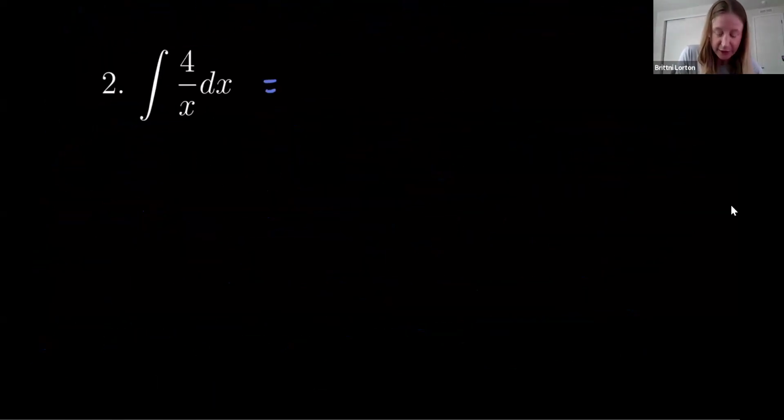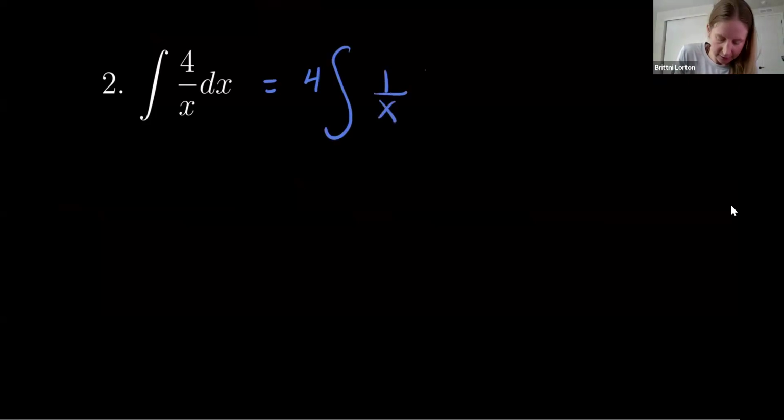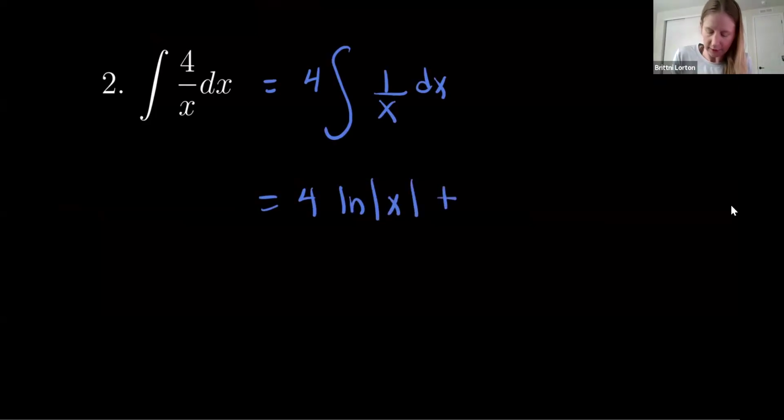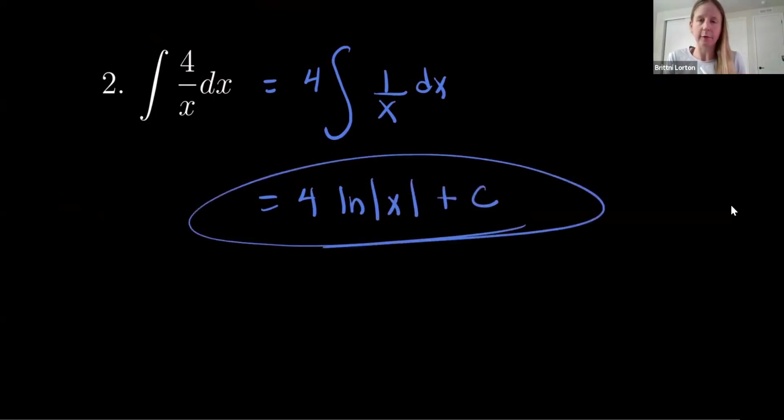This number 2, something that if you know the antiderivative right now off the top of your head, that's great. You're supposed to be able to. If not, there is something that we'll probably use a lot in Calc 2, so it's worth your time to remember: 4 is a constant multiple, so it can be factored out of the integral. You can think of that as 4 times 1 over x dx. And the antiderivative of 1 over x dx is ln of the absolute value of x. Don't forget the plus c.